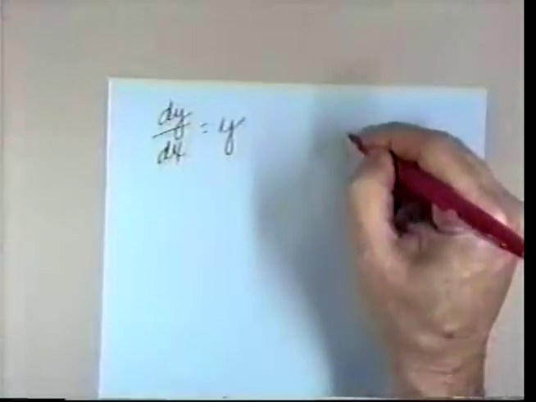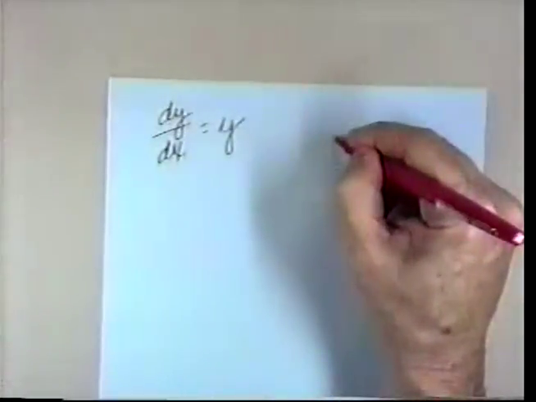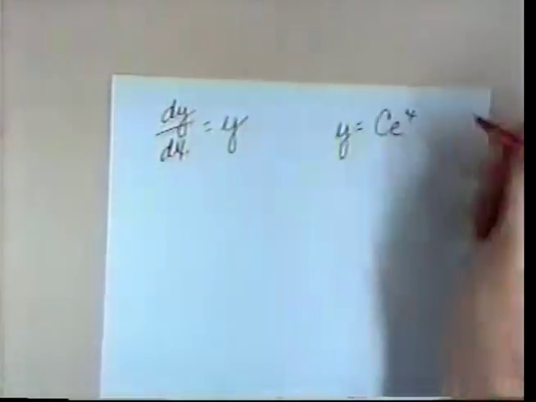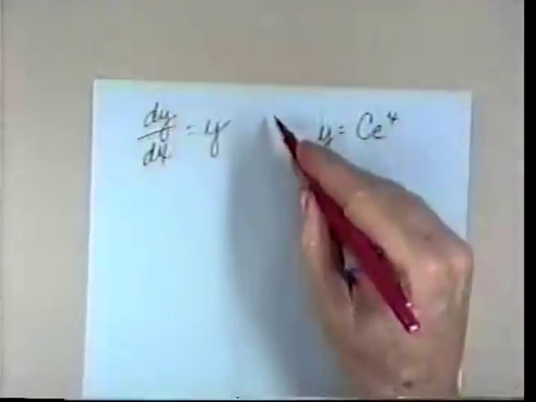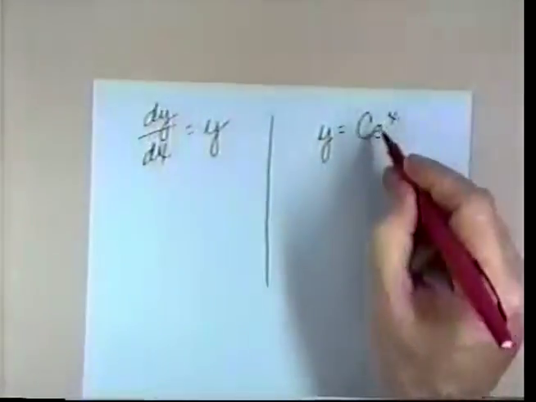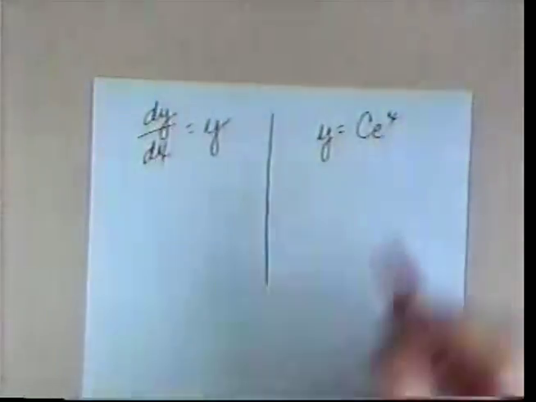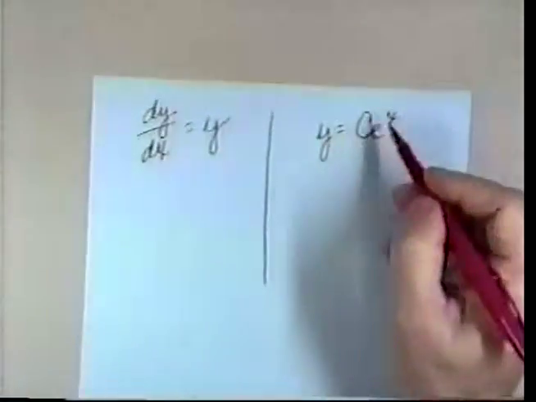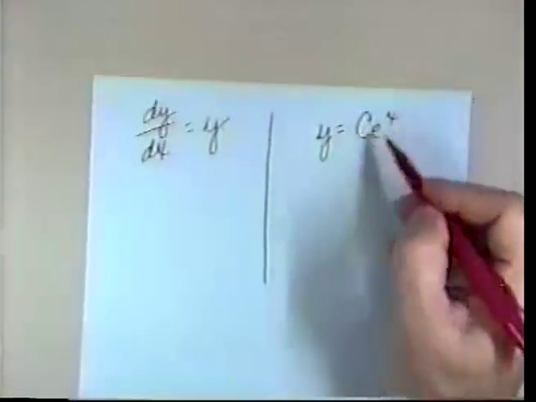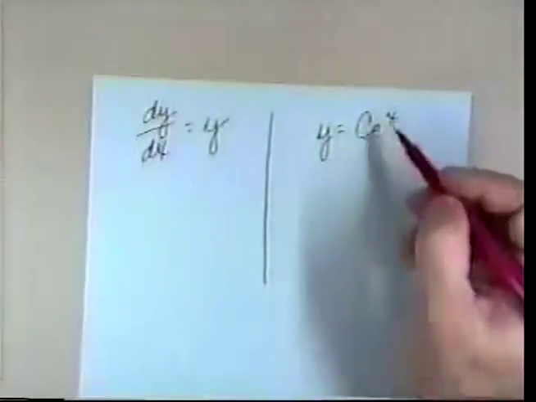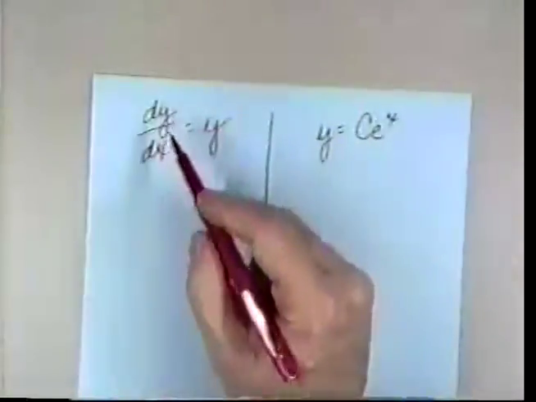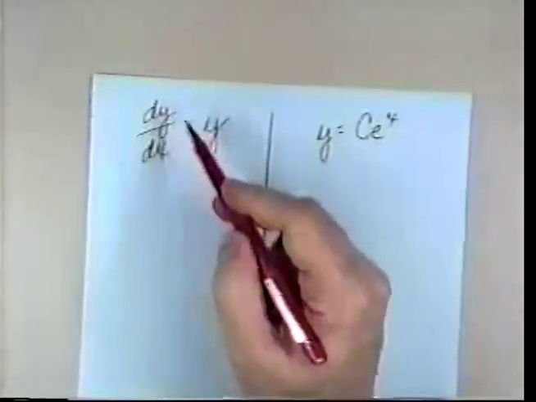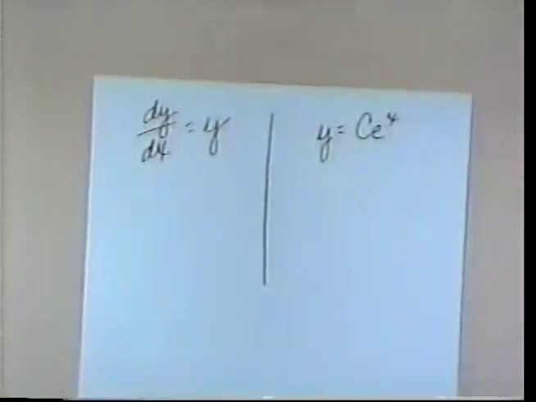I'm going to make a claim that y equals c e to the x is, in fact, the analytic solution. That is the solution to this equation, an exponential. If you remember when we looked at e to the x, we said e to the x was the only function that we knew of that was its own derivative, and that's what this says. Here's the derivative of a function, and it's equal to itself.